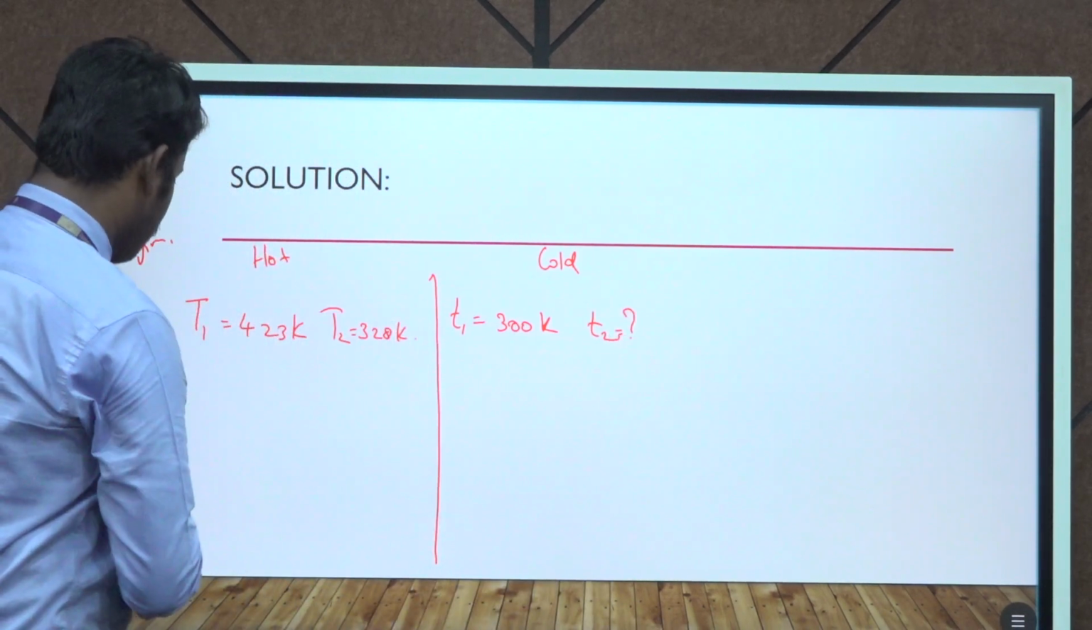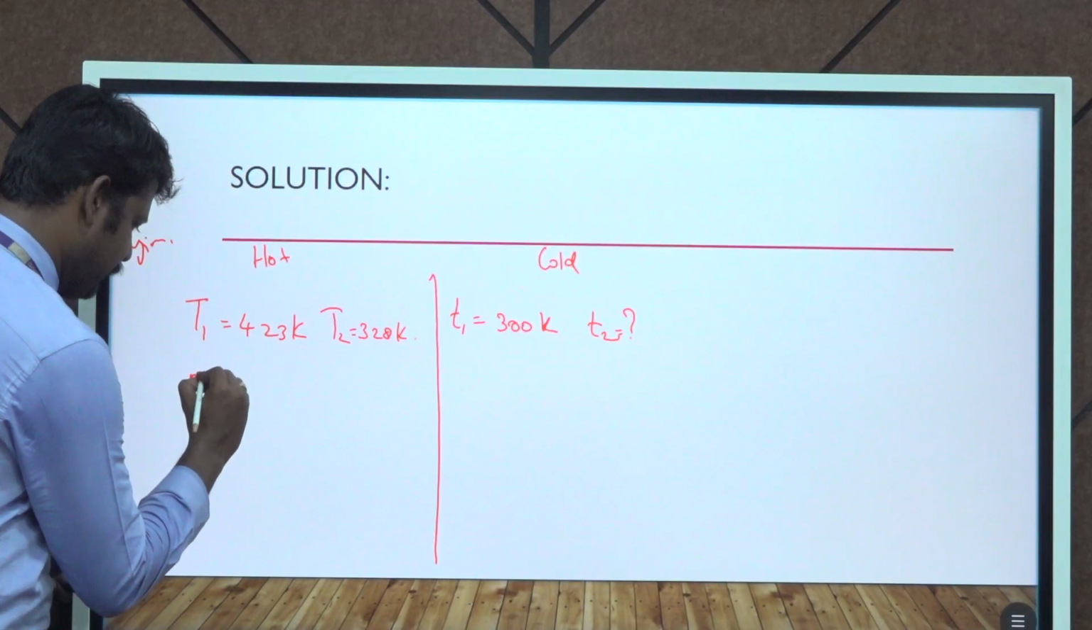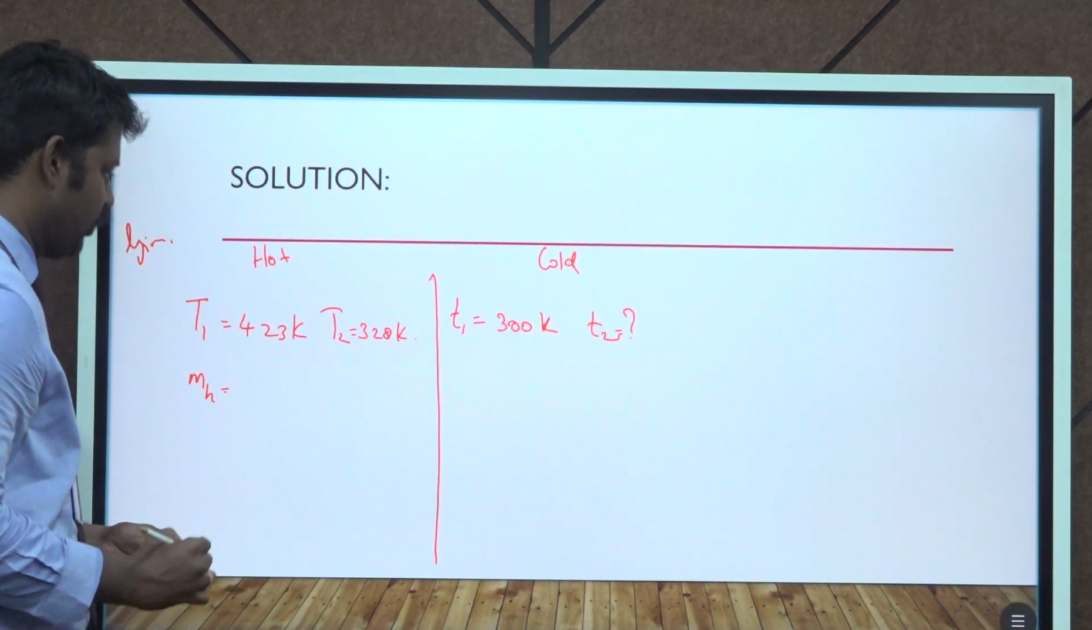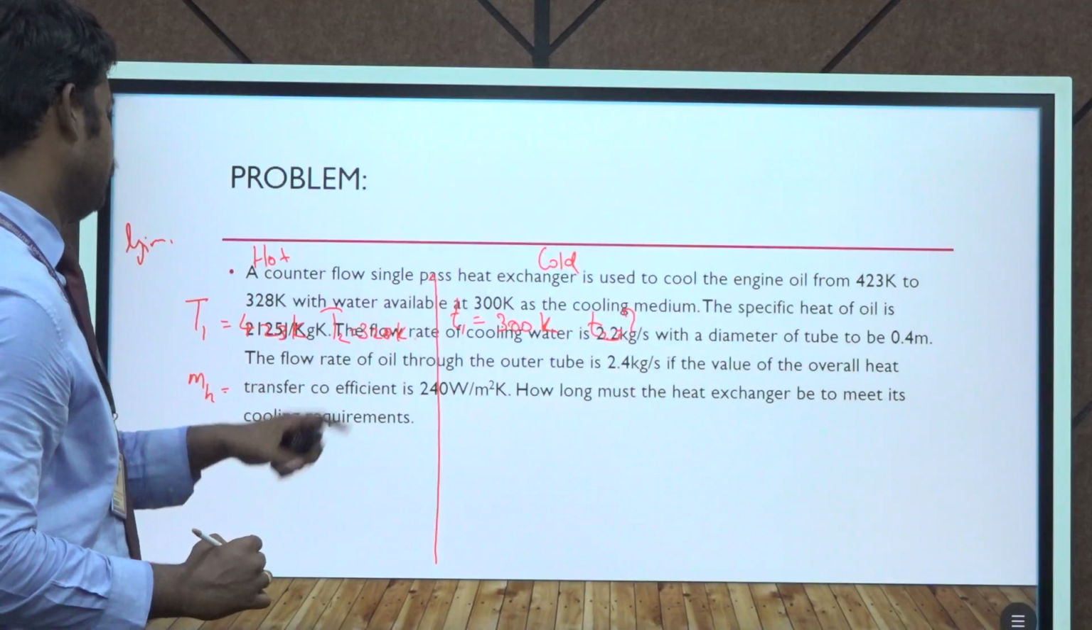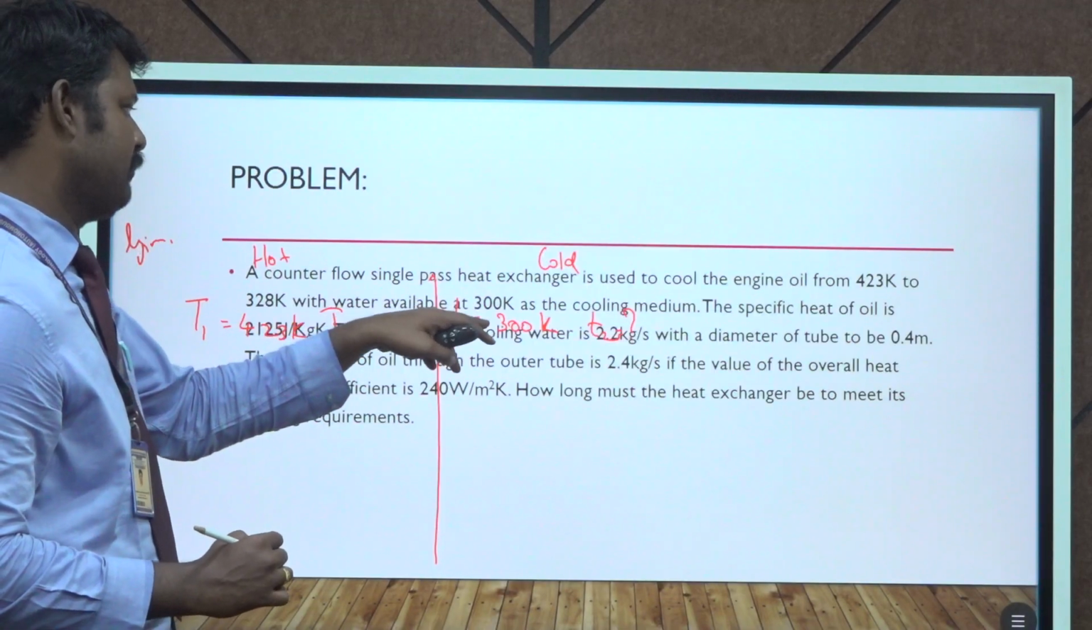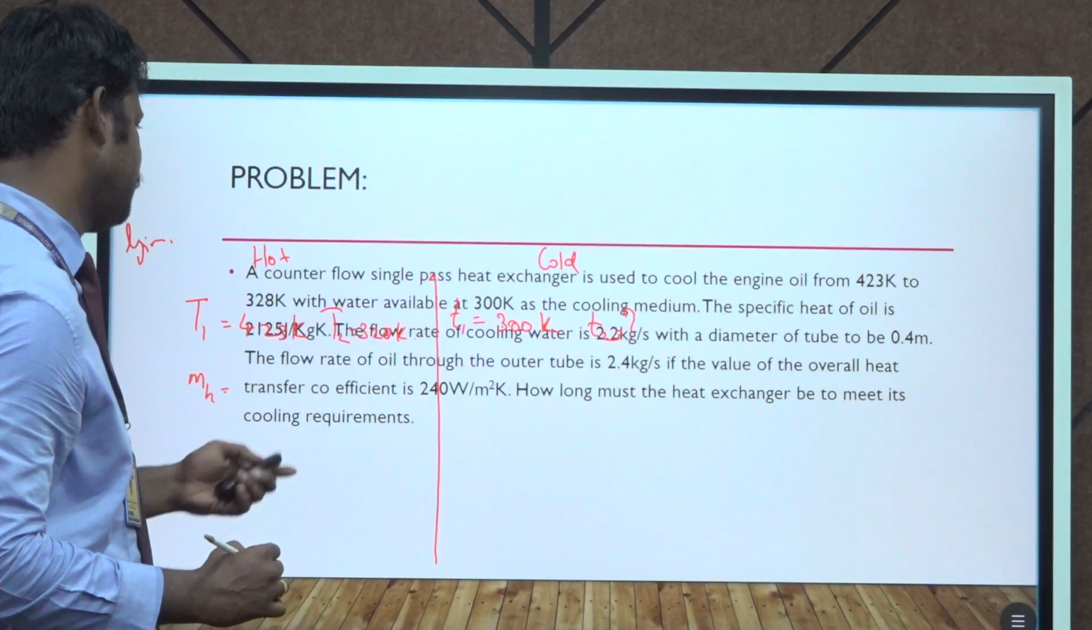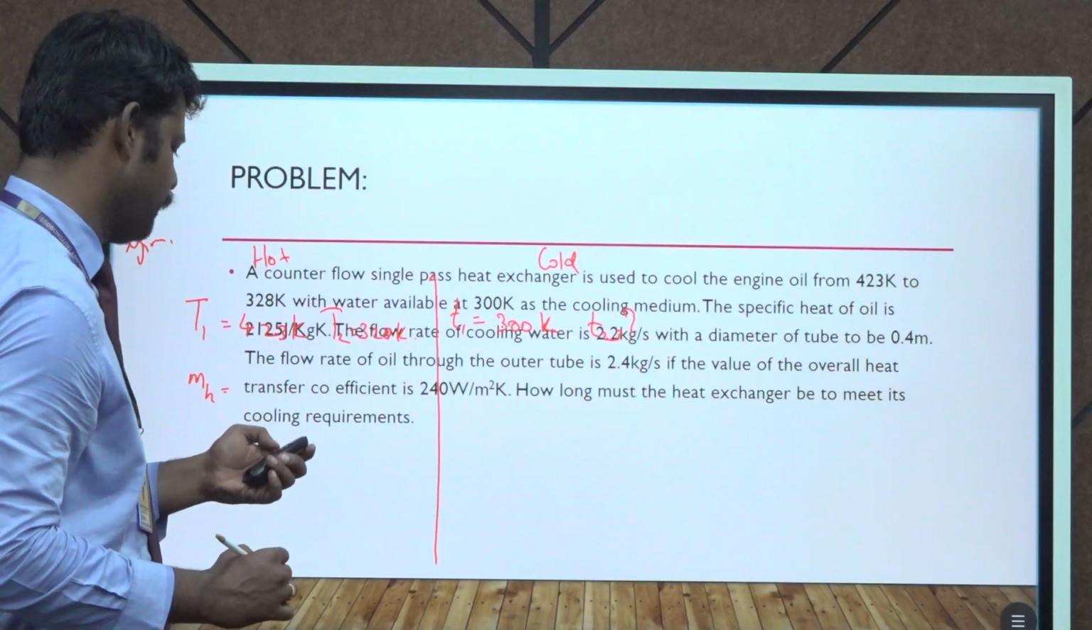Okay. Now the flow rate, that is mh, is equal to 2.2 kg per second. The flow rate of oil through the outer tube is 2.4.